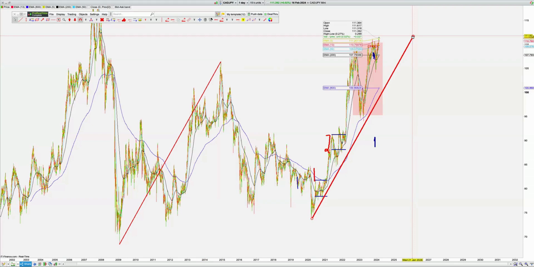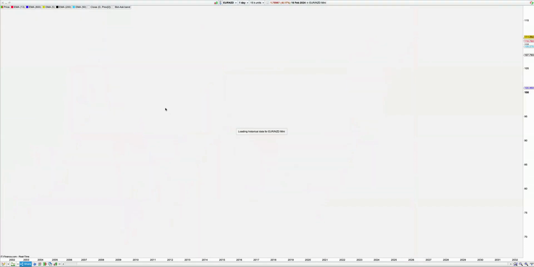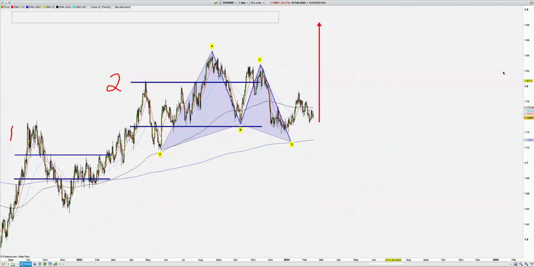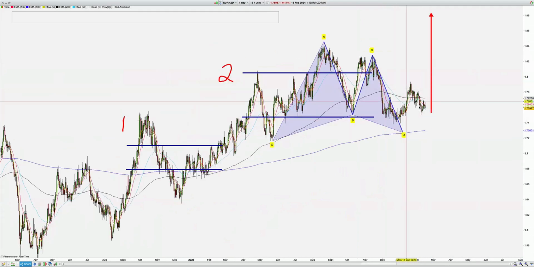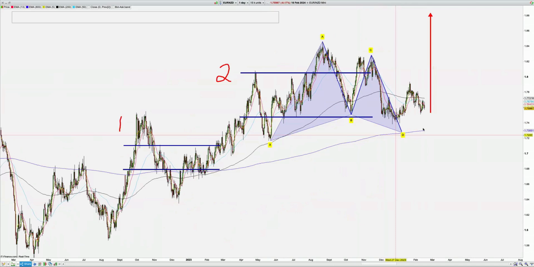What else is cooking? How many more we got to do? Another 5 more. Okay, Euro NZD is my next favorite. Euro NZD, absolute top setup, top structure. Euro AUD 1, 2 with the Gartley, giving us a bit of a Gartley here. I can see 1, 2. It's going to give me the third, or it's going to complete this bigger pattern. Love it long.